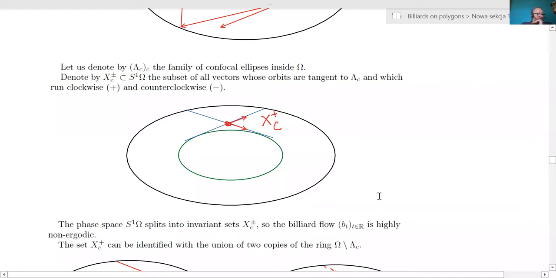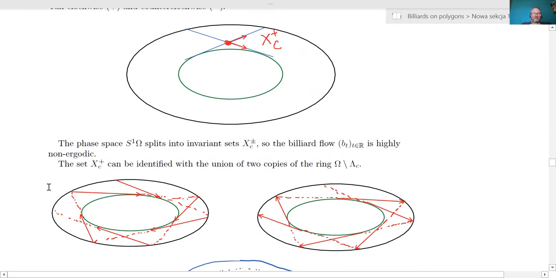But nevertheless, even if we know that there is no ergodicity, there are a lot of invariant sets, we are interested in the dynamics of the billiard flow restricted to such invariant sets. And let's look at the dynamics of the billiard flow on the set XC plus.